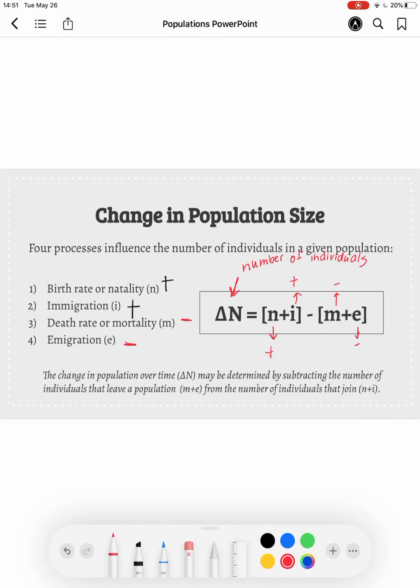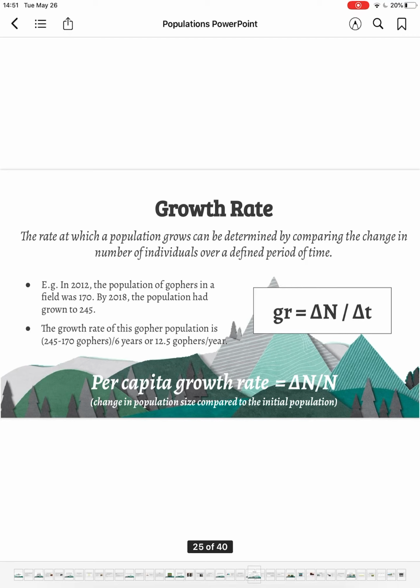So growth rate. This is looking at how fast things grow. The rate at which a population grows can be determined by comparing the change in number of individuals over a defined period of time. Before we read the example, I want to go over the formula to explain what each of the pieces of this formula means. GR is going to be your growth rate.